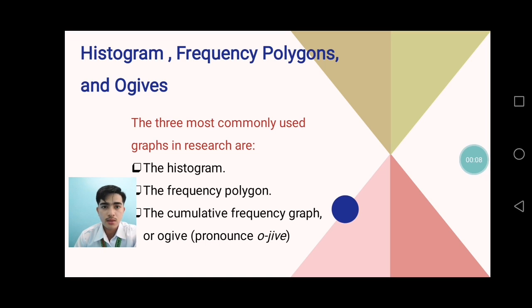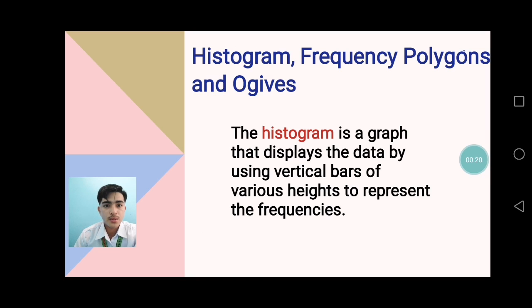For now, I'll be discussing the types of graphs: histogram, frequency polygon, and relative frequency graph. These three graphs are commonly used in research. So, let's start with the histogram.